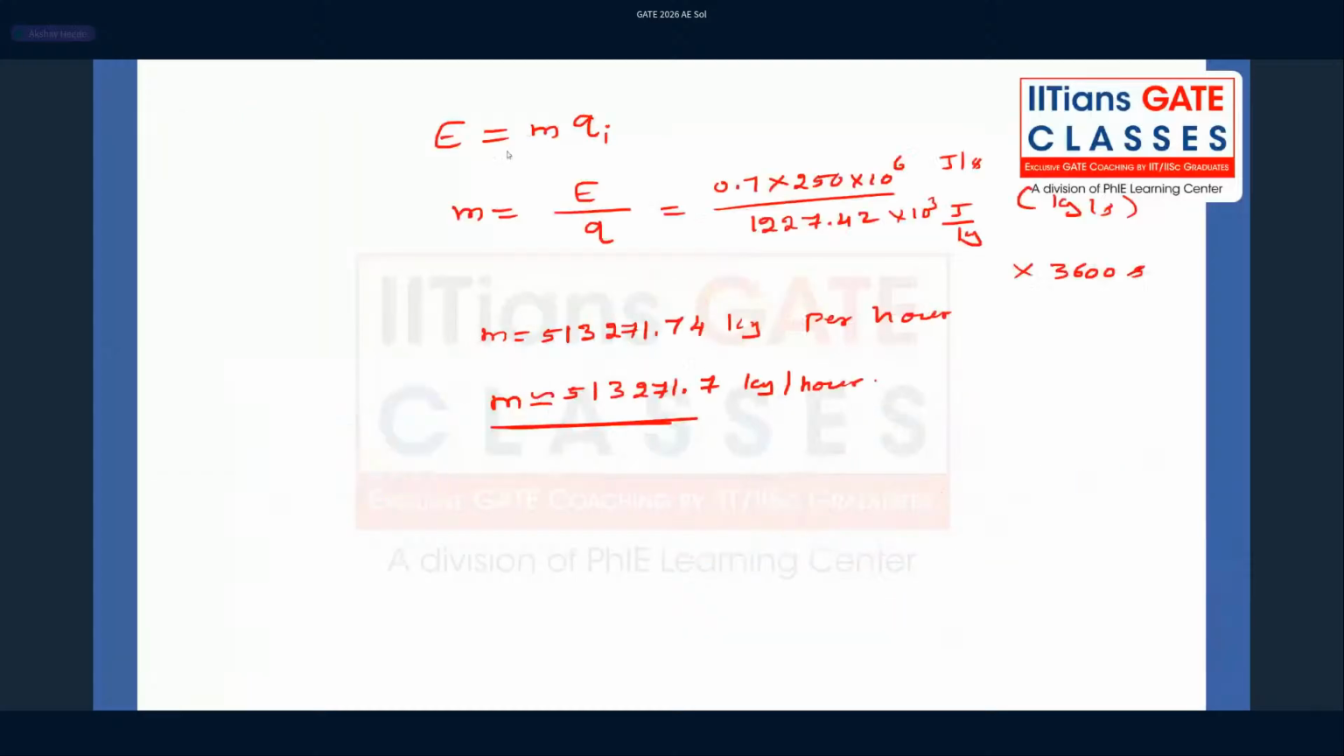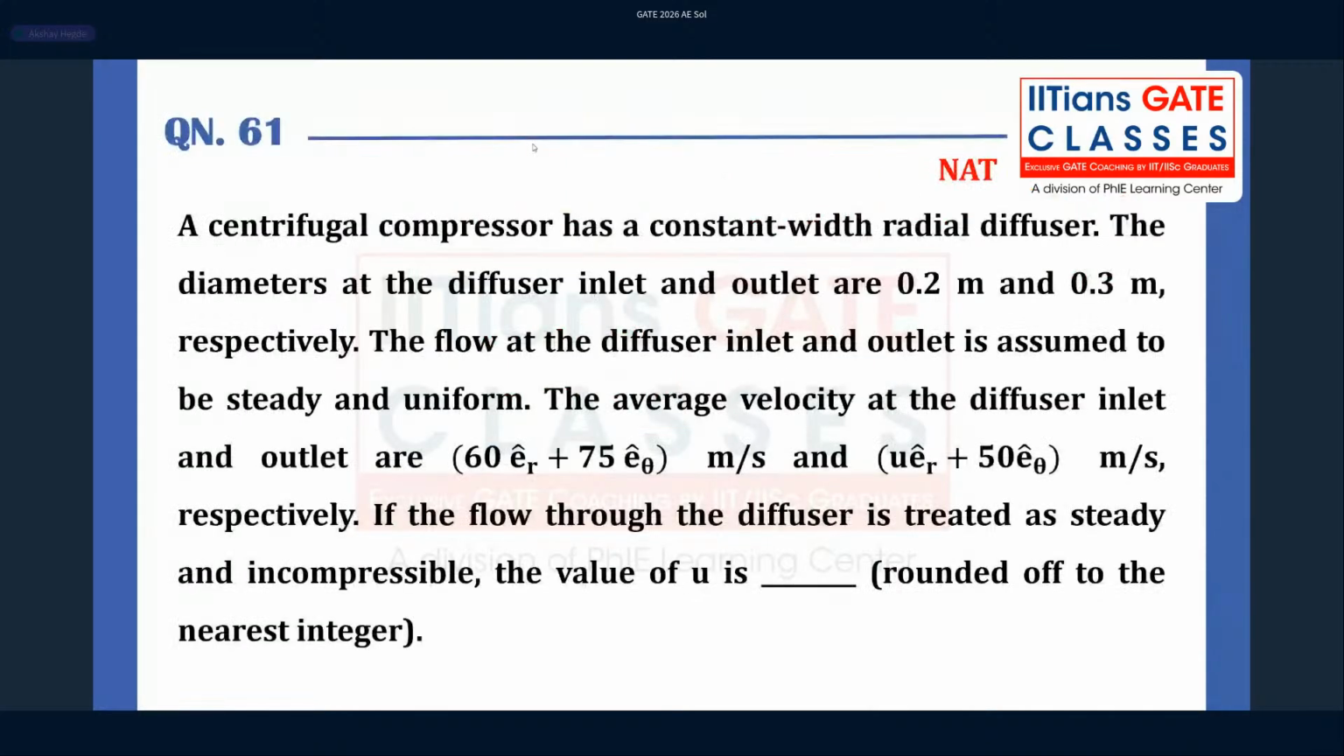Okay. This was again a very interesting problem coming from pure fundamental thermodynamics. So now we have question number 61. That is coming from a radial compressor, right?